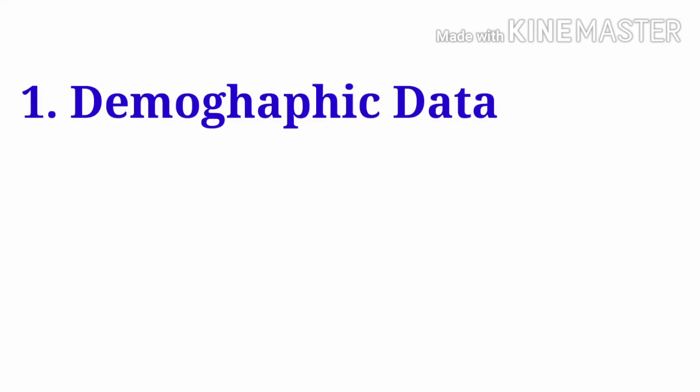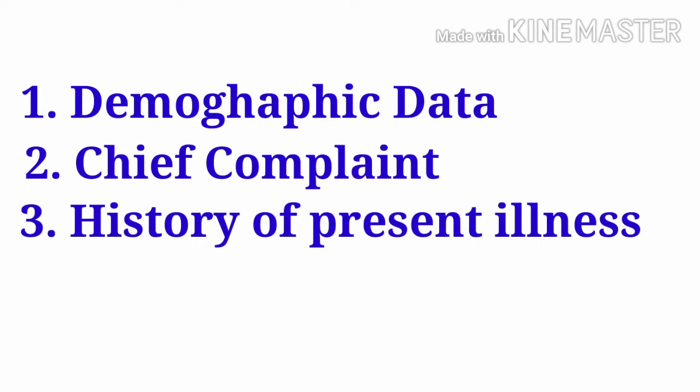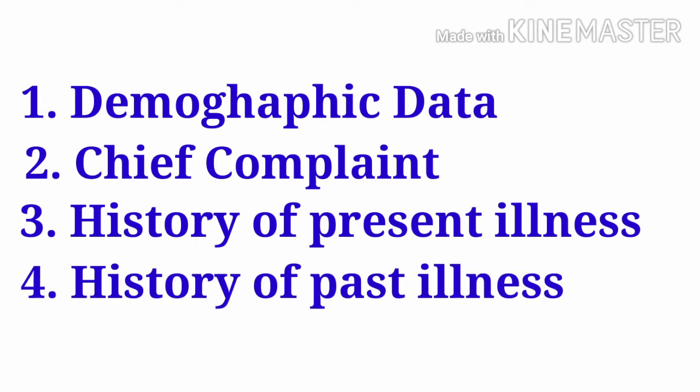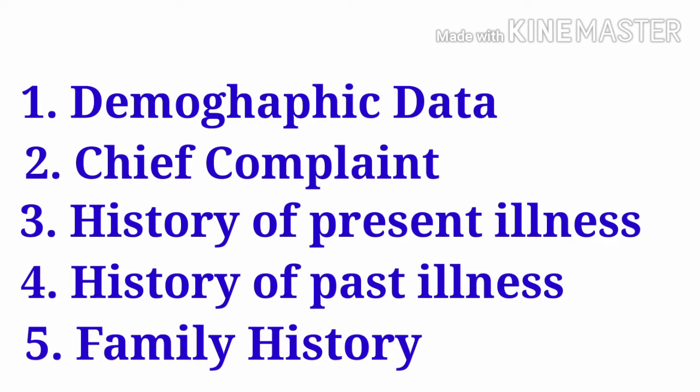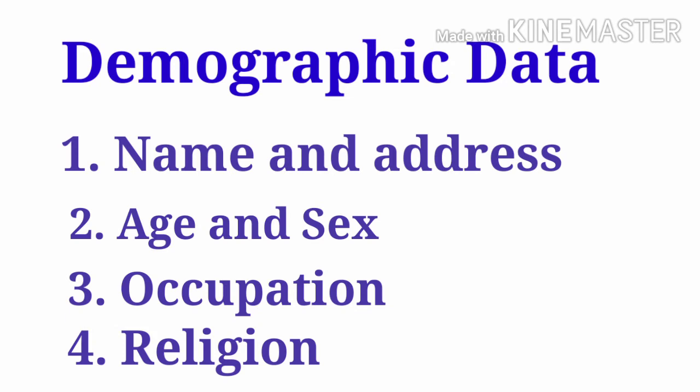First, demographic data, chief presenting complaint, history of present illness, history of past illness, and family history. So, we will discuss all five points one by one. First point is demographic data. Demographic data should include patient name, age, sex, occupation, and religion.